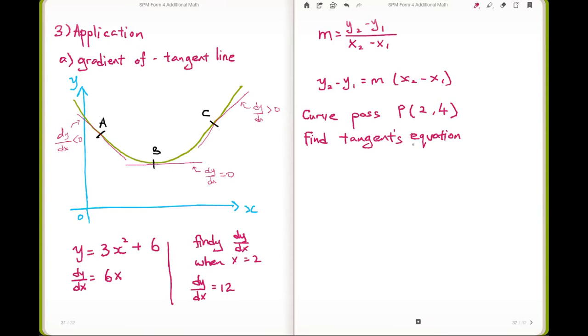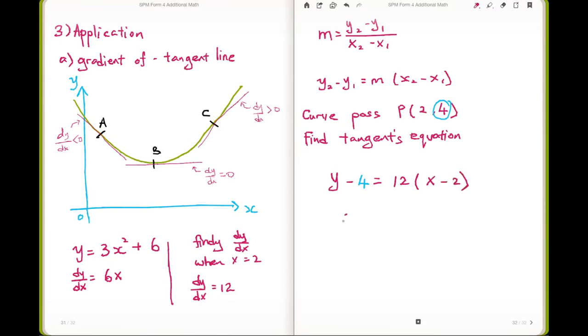That would be so simple because you just put into the equation. You may take this value as y1, then your equation is y minus, this is my y1, maybe we use another color, this is the number I want to put in, 4, will be equal to my gradient. My gradient when x is 2 would be 12, times x minus 2.